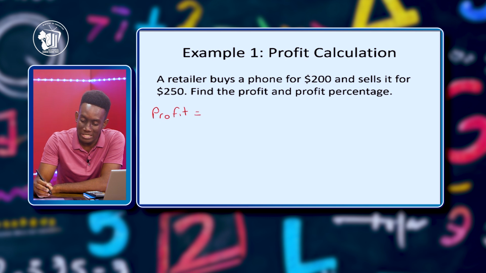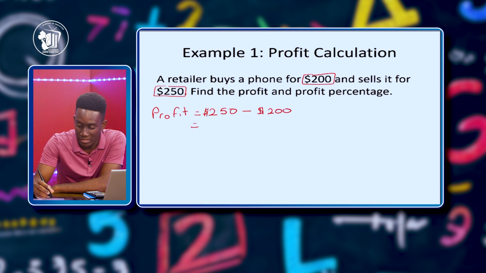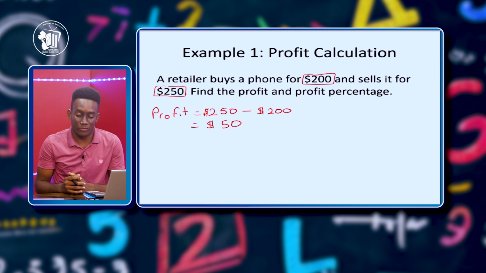The selling price here would be the $250. And the cost price would be the price that the item was bought for, which is $200. So $250 minus $200. And when we work this out, we see the retailer gains a profit of $50.